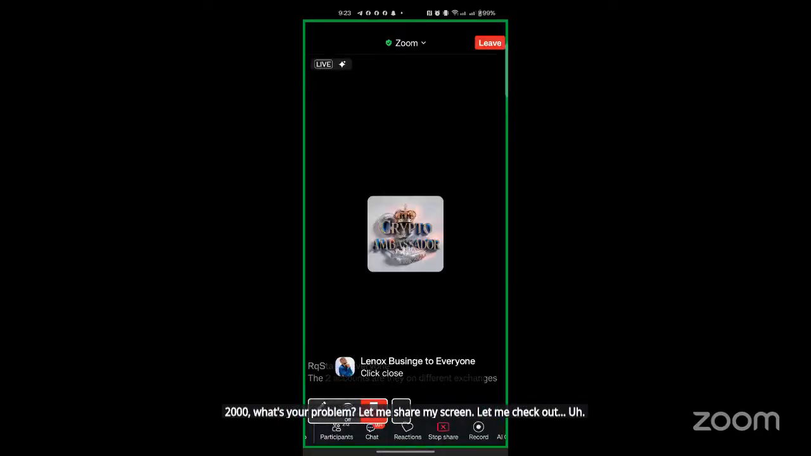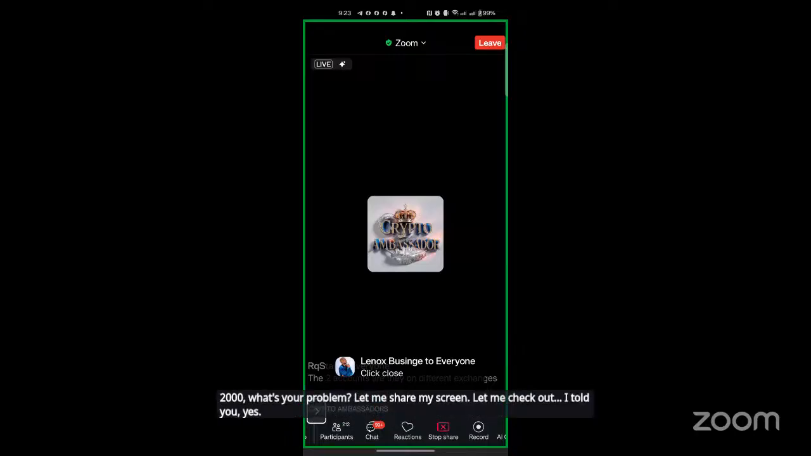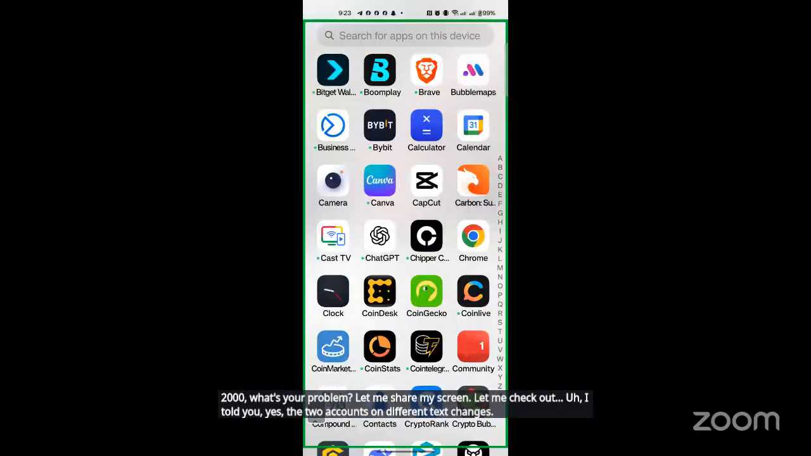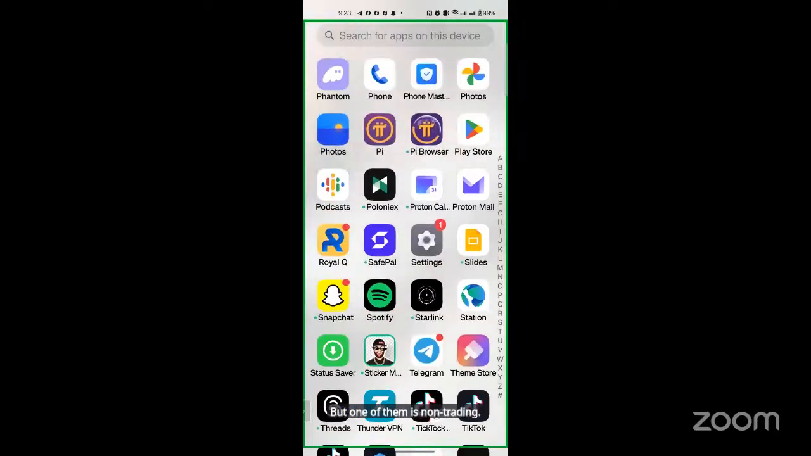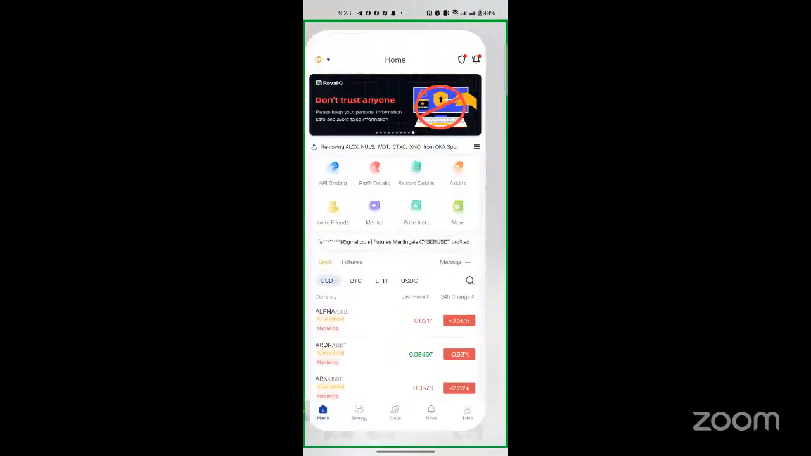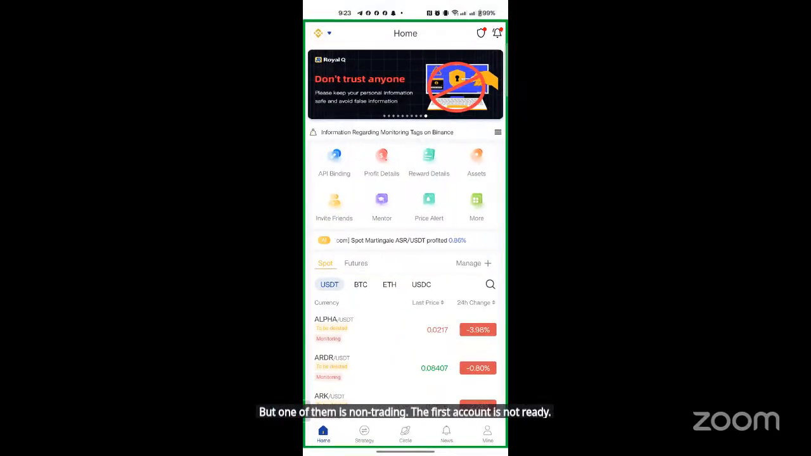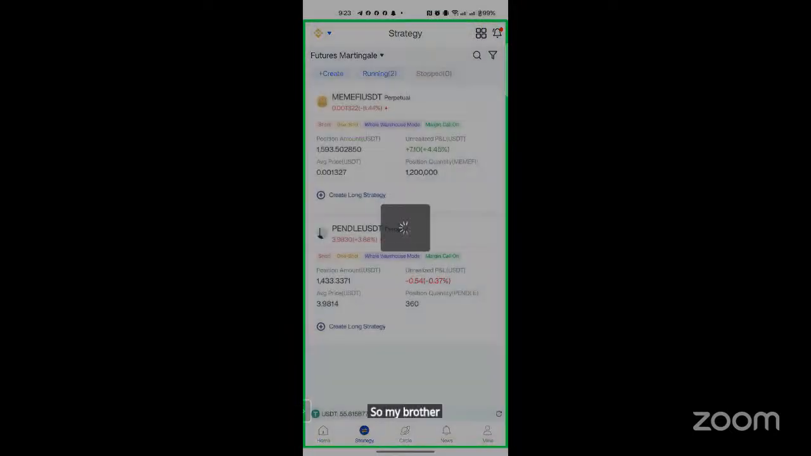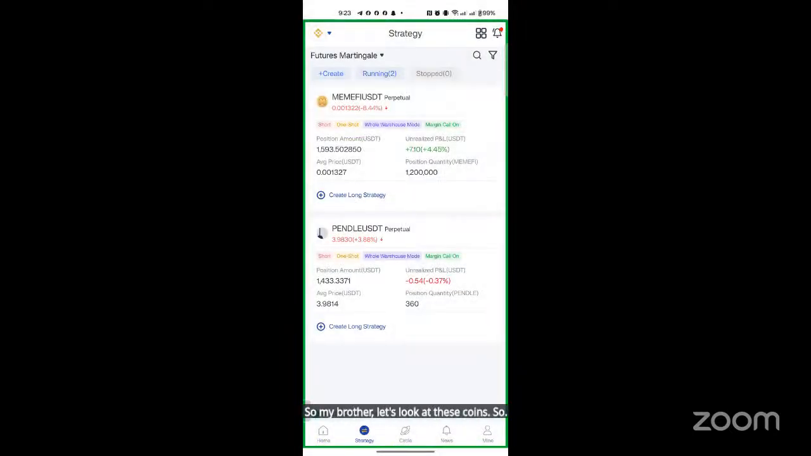I told you, yes, the two accounts are on different exchanges, but one of them is not trading. The first account is not trading. So my brother, let's look at these coins. These are the trades. Memify is in a trading profit of 4%. Are you able to see?